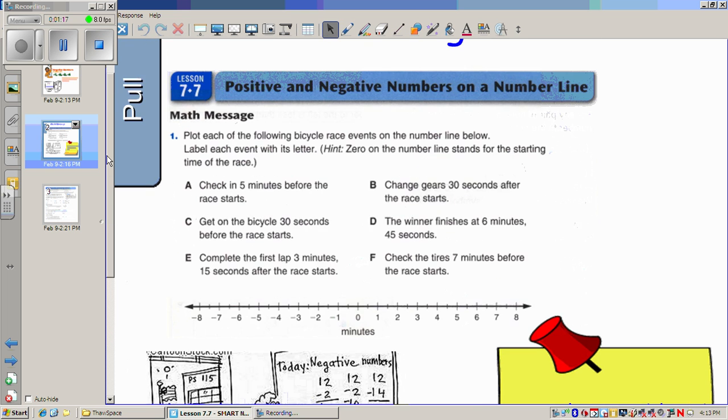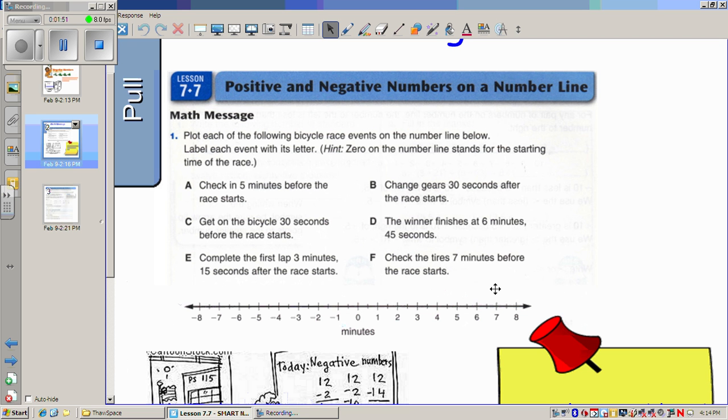So on the number line, it says plot each of the following bicycle race events on the number line below. Label each event with its letter. So you don't have to actually write 5 minutes or whatever. Hint, 0 on the number line stands for the starting time of the race. So right here, 0 is the time the race starts. So anything negative would be before the race. Anything after the 0 then is after the race has already begun. Hopefully that gives you a little clue and helps you a little bit.